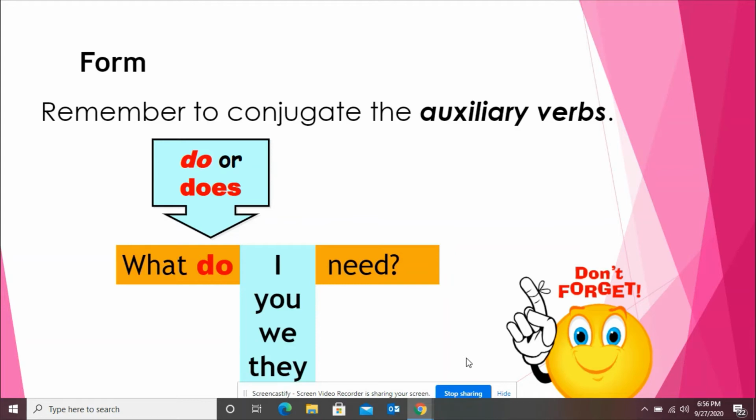So what do I need? What do you need? What do we need? What do they need? Let's go ahead and practice that pronunciation. Please do repeat after me or with me. What do I need? What do you need? What do we need? What do they need? Yes, we use do when it is plural or for I.